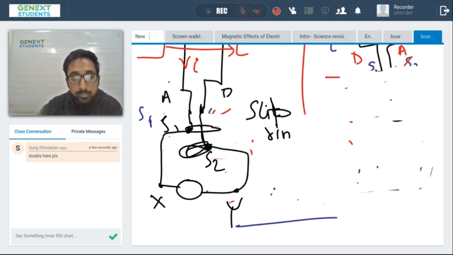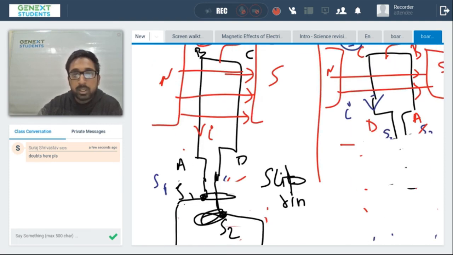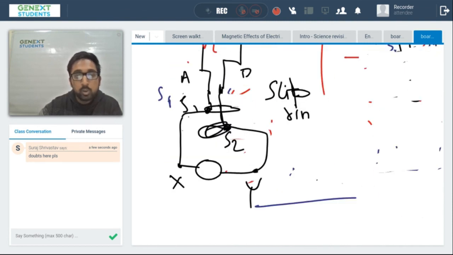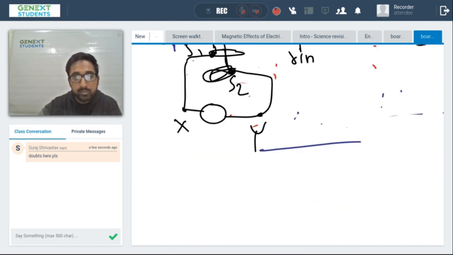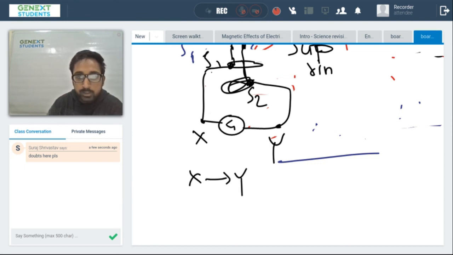So once, what exactly is going to happen? The same thing is going to happen, right? I'm going to give the motion. The current is going to be generated from B to A. Here the current came. Now current will go from X to Y again. Everything is the same, right? So the current has gone from X to Y, everything the same as the previous one.